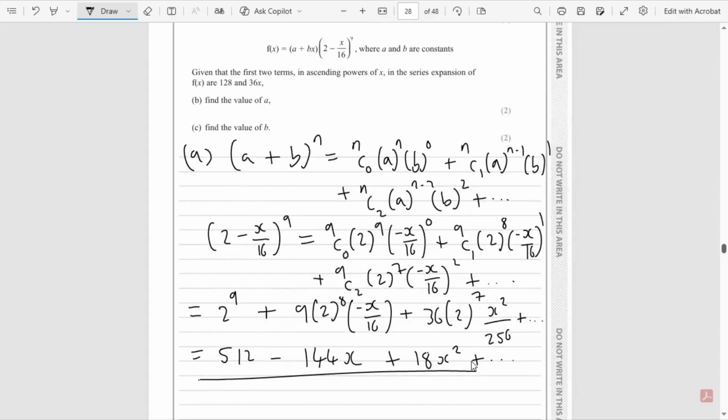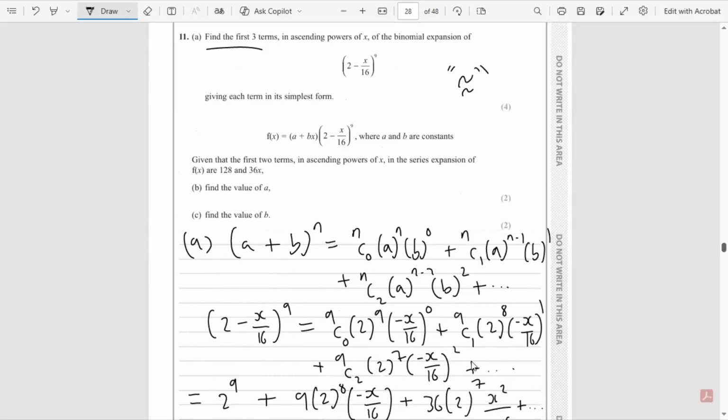Perfect. So now let's go to part B. So with part B, we now have some function here. f of x is equal to a plus bx, multiplied by the previous function we had before, where a and b are constants. Given that the first two terms in ascending powers of x in the series expansion of f of x are 128 and 36x, part B, we need to find the value of a.